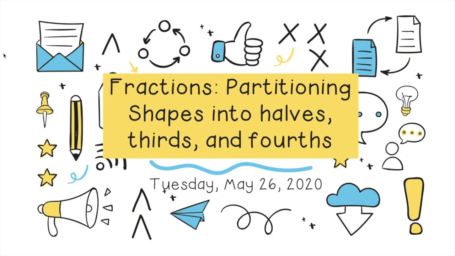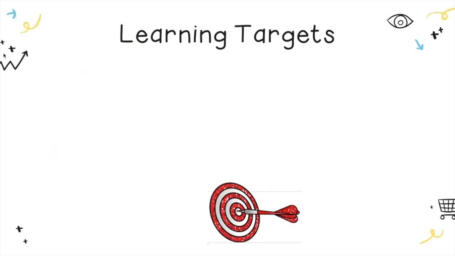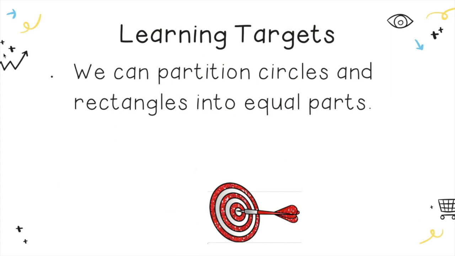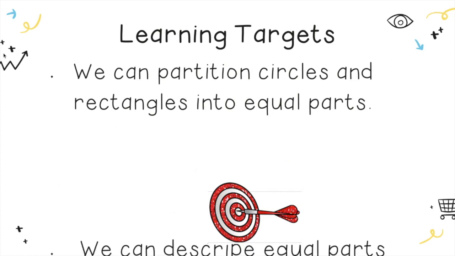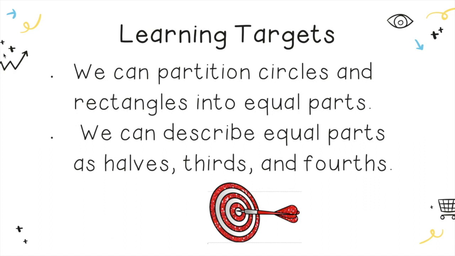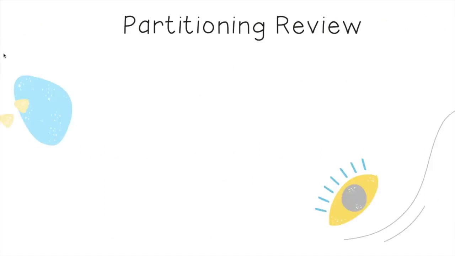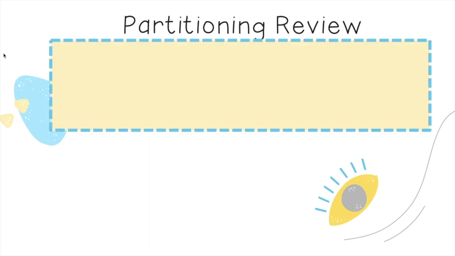So we are continuing our fractions unit. Today we're going to continue to partition shapes into halves, thirds, and fourths. Our learning targets are we can partition circles and rectangles into equal parts. And then we can describe equal parts as halves, thirds, and fourths. So let's review what partitioning means.